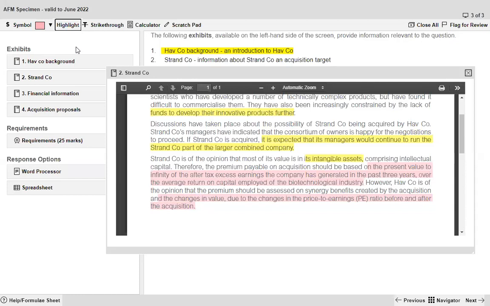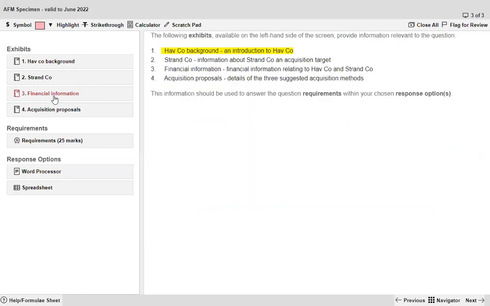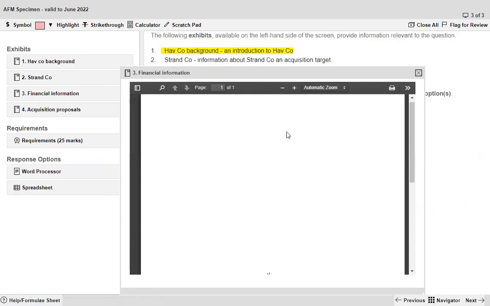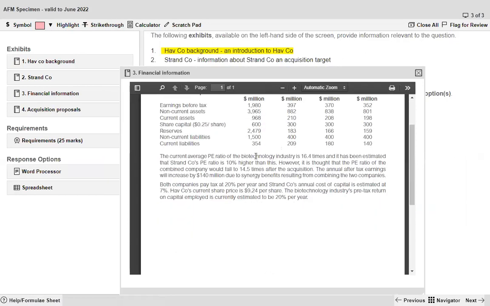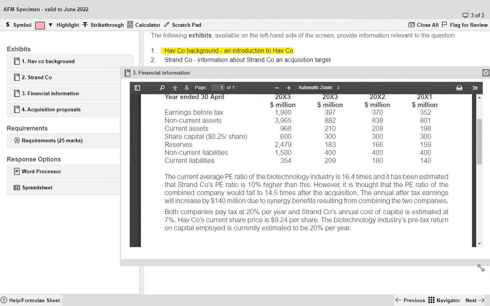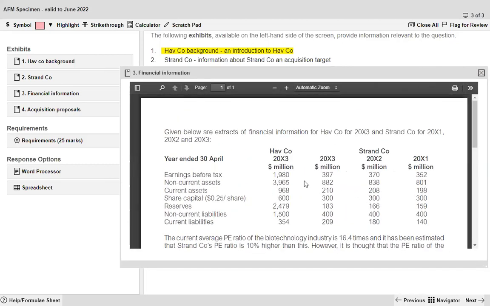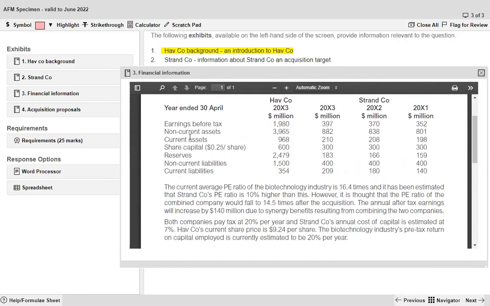There are actually different opinions, different viewpoints about how this should be established. So what we would be doing now is seeing what the next part is. The next part is about the financial information. It says given below are extracts of financial information for Hav company for 2003 and Strand company for 2001, 2 and 3. So earning before tax, the non-current asset, the current assets, share capital, reserves, non-current liability, current liability are provided.